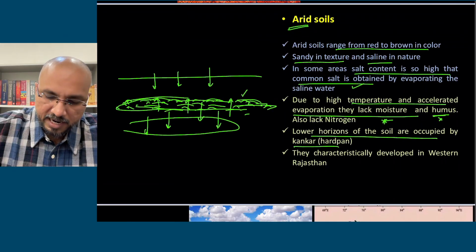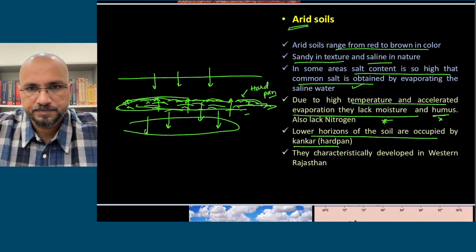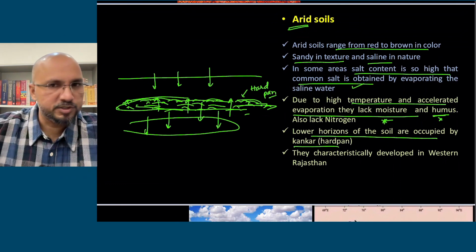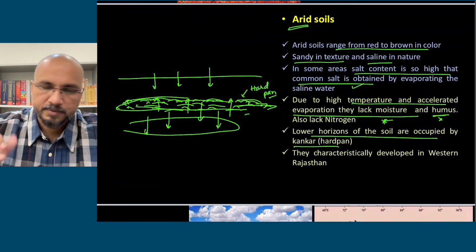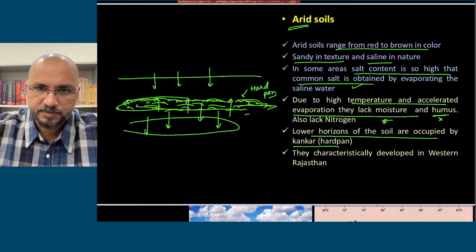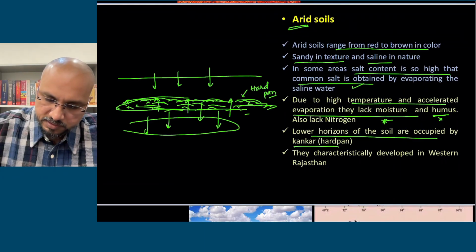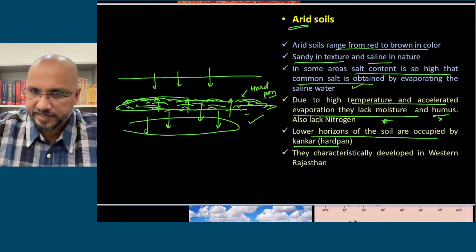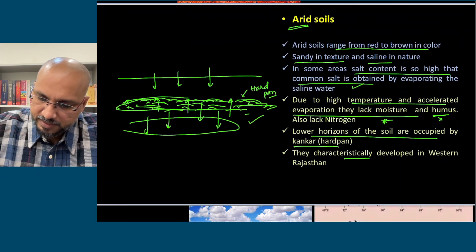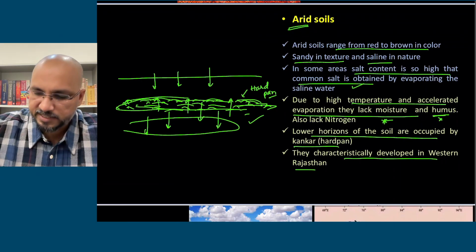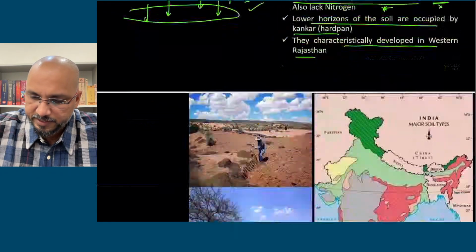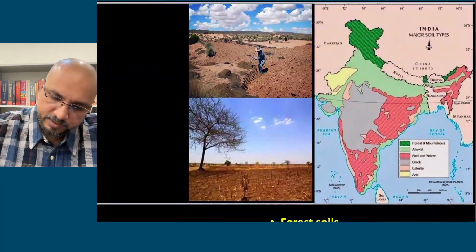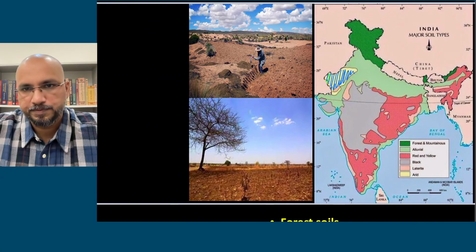and a hard pan forms here, mainly kankar, a hard pan of calcium carbonate. Okay, it will prevent further percolation of the water downwards. So this is one of the characteristics of the arid soil. They are developed in western Rajasthan. You can see them in the areas where rainfall is very low. So here you see you have arid soils where the rainfall is very low.